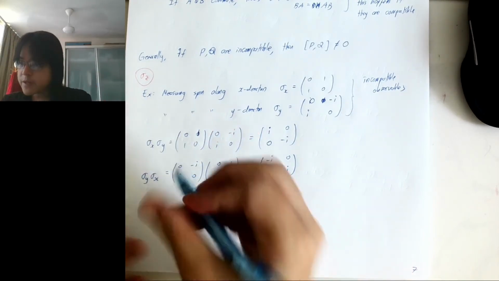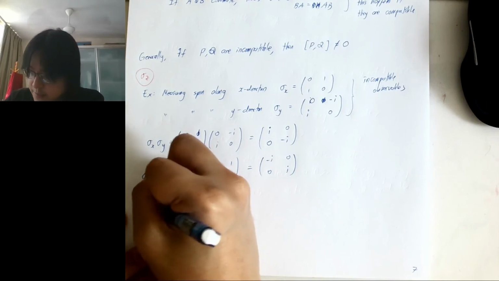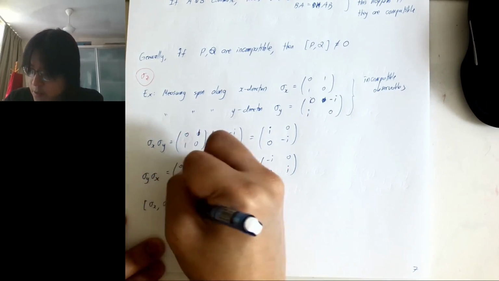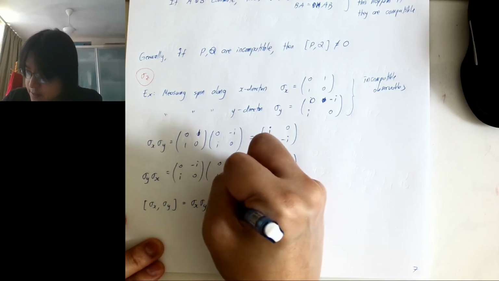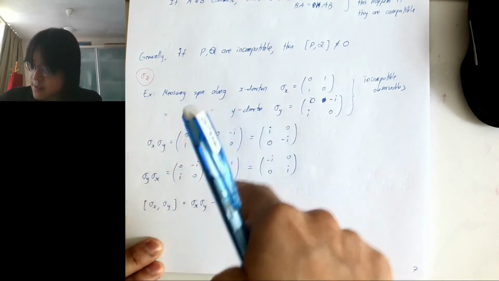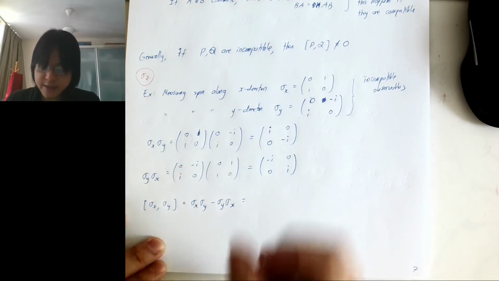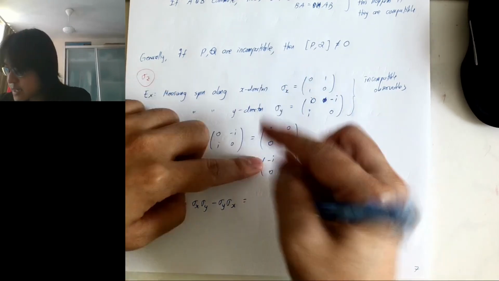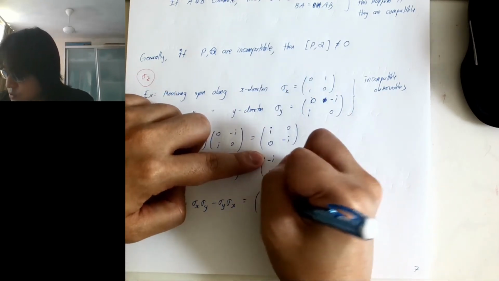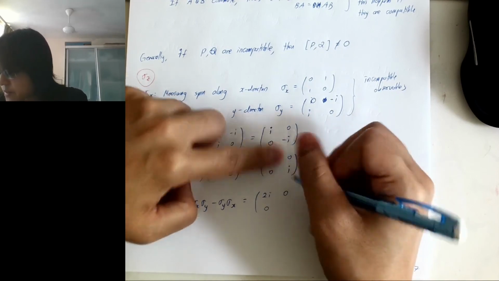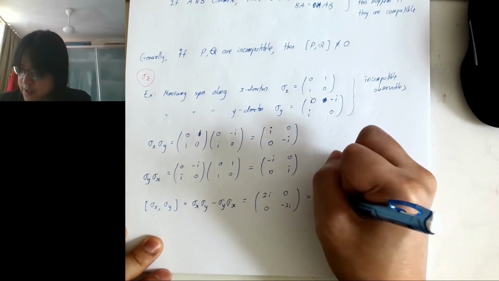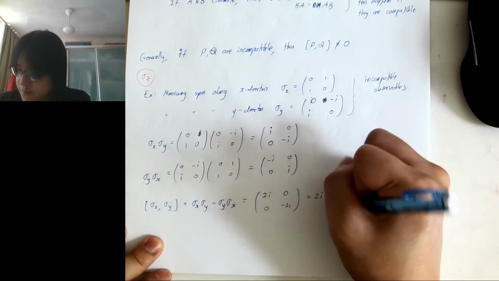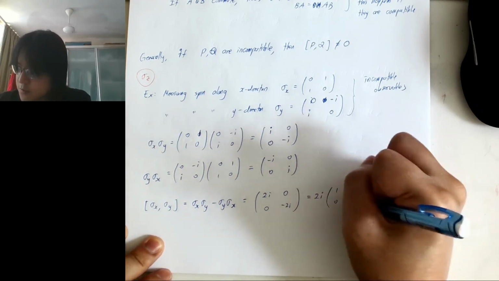Okay, so we calculate the commutator between sigma x and sigma y, which means I want to calculate sigma x sigma y minus sigma y sigma x. So that means I take this minus this. If I take this minus this, minus negative i, I just get 2i, 0 0, and then this is minus 2i, right? So in other words, this is just 2i times the matrix 1 0 0 minus 1.